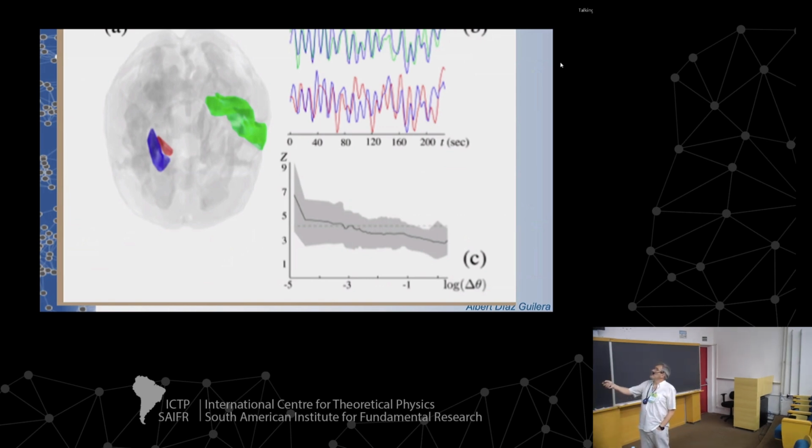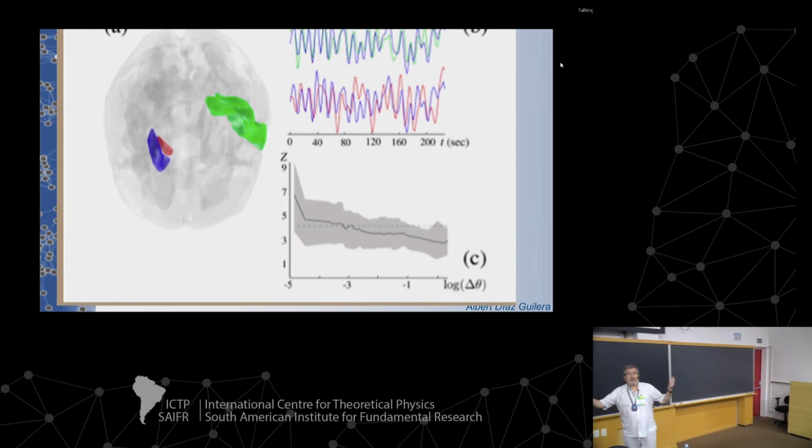Okay, and here what we observe is that these two regions, blue and red, which are very close, if you look at the evolution of these two systems, you don't see any type of synchronization between these two signals. But if you look at the blue and the red areas, then you see that they are very well synchronized.